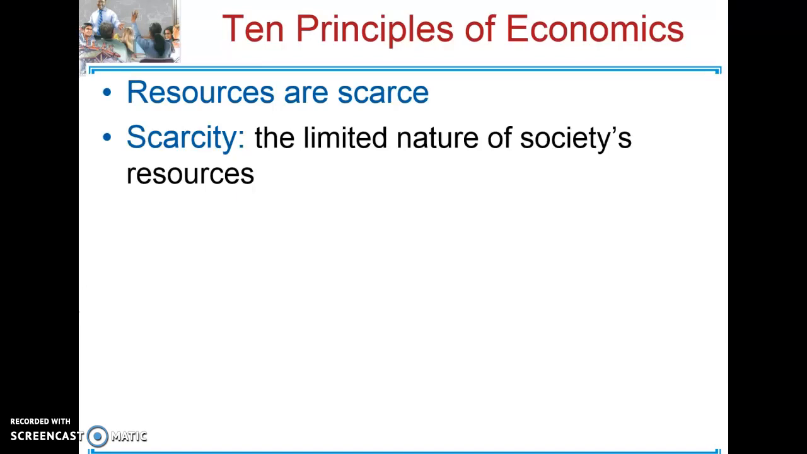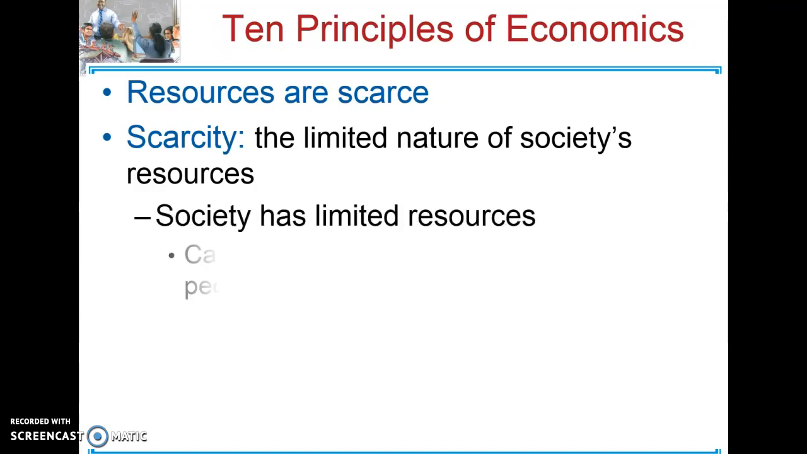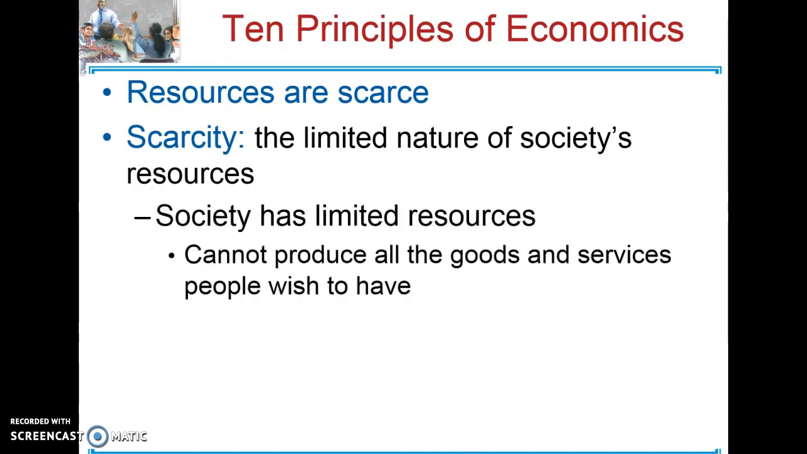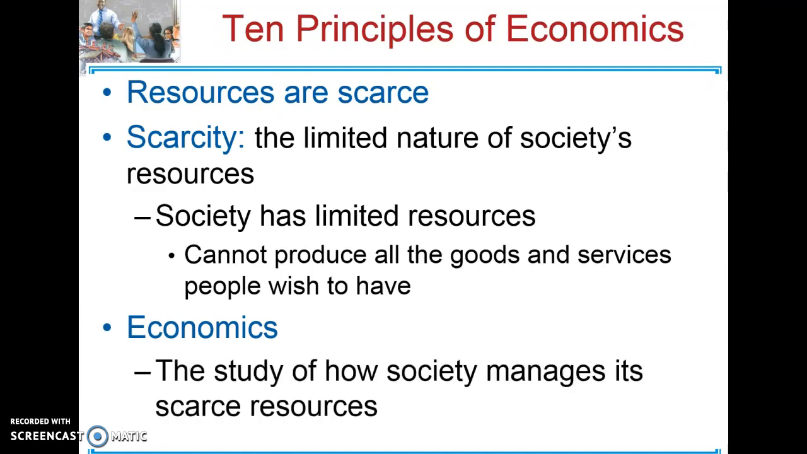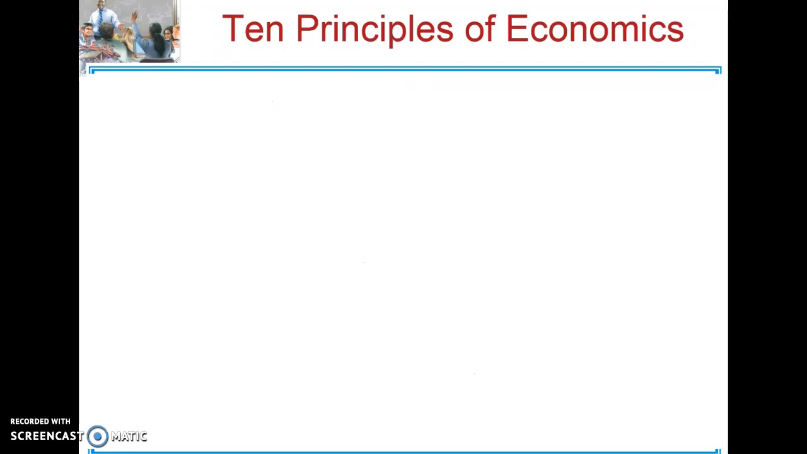So the first concept with economics is to understand that resources are scarce. And scarcity is defined as the limited nature of society's resources. Not everyone can have absolutely everything that you want in life because you have limited resources. The simplest example of that is you simply do not have all the money in the world to buy everything that you possibly want. So economics is defined as the study of how society manages these scarce resources.